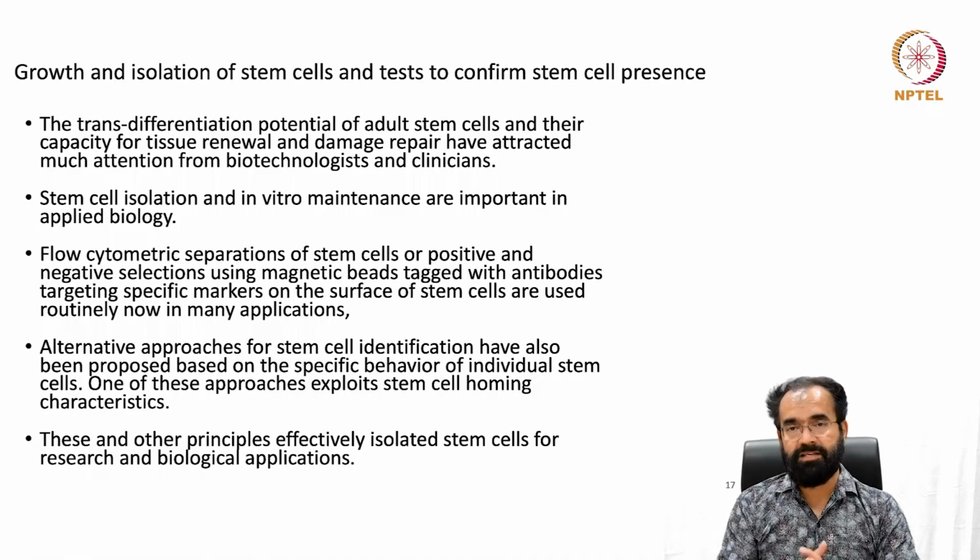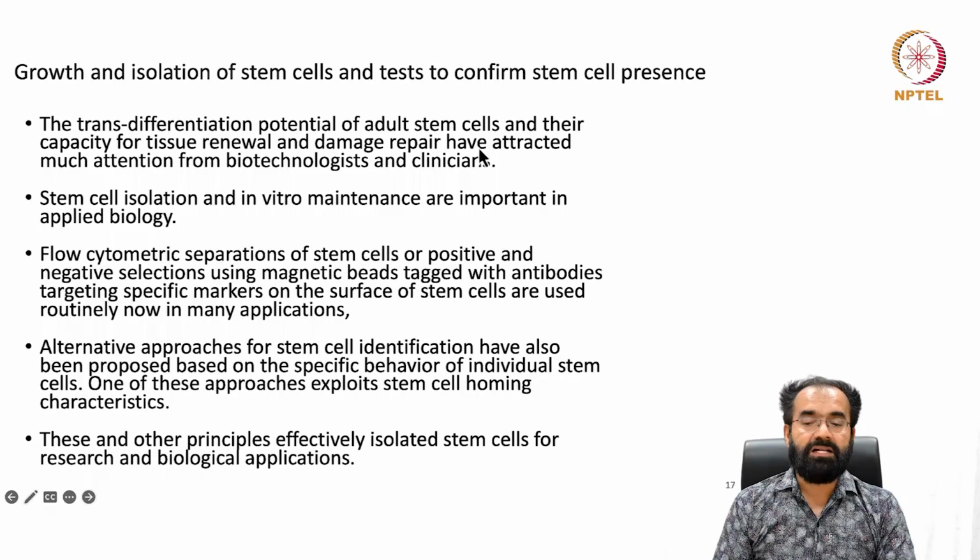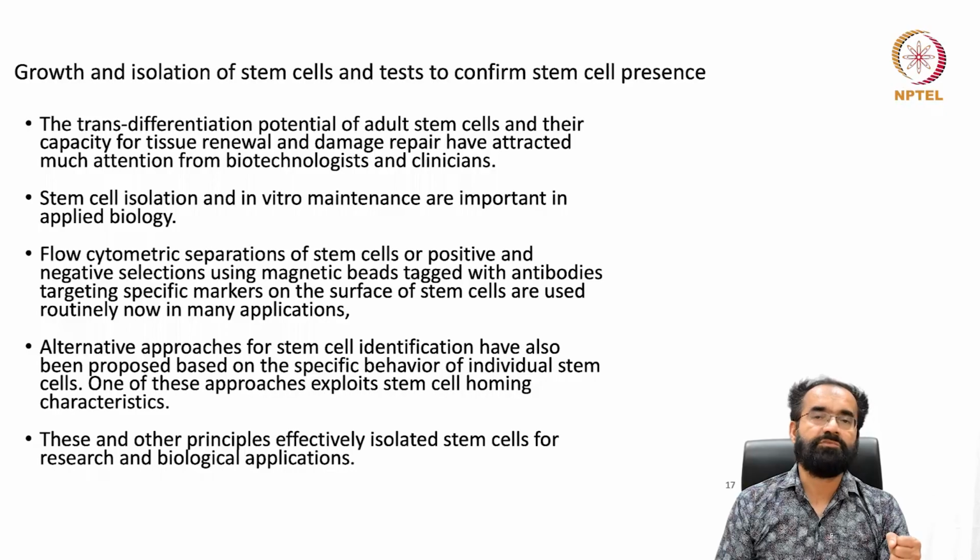So what are the ways in which people approach? The trans-differentiation potential of adult stem cells and their capacity for tissue renewal and damage repair have attracted much attention from biotechnologists and clinicians, because, like I told you, collecting bone marrow cells is very easy, and there are plenty of stem cells out there.